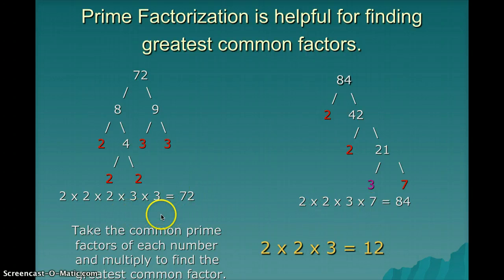So then you just take the common prime factors of each number and multiply to find the greatest common factor. So I've got two 2s in each of them, so I'm going to put two 2s over here. I've got a 3 and a 3, so I'm going to put a 3. I've got another 3, but there's not another 3. There's a 7 over here, but there's not a 7 over here. So the prime factors that they have in common are 2, 2, and 3. So I could do 2 times 2 is 4, 4 times 3 is 12. So another way of finding your greatest common factor is by finding common prime factors.